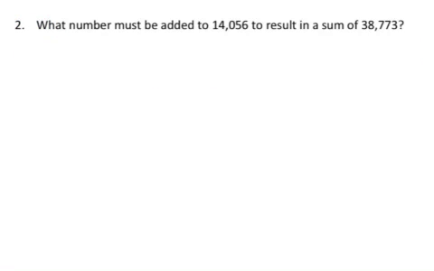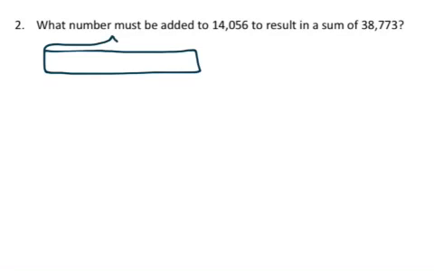So we're going to look at question number 2 here. And question number 2 says, what number must be added to 14,056 to result in a sum of 38,733? So I'm going to do a tape diagram. And I know that this whole tape is 38,773. And I do know that a portion of this is 14,056. So this is the part that we don't know.